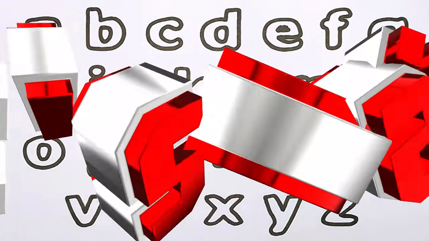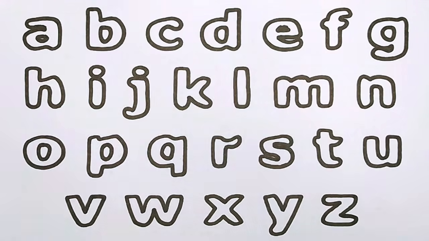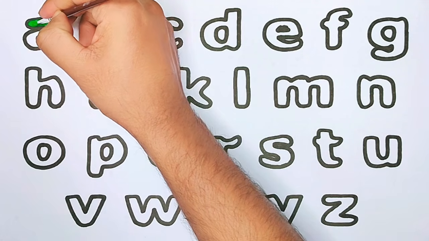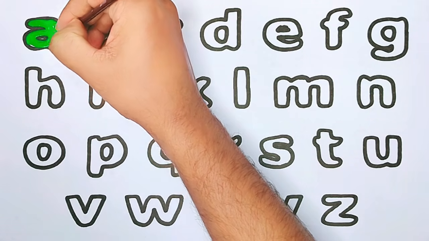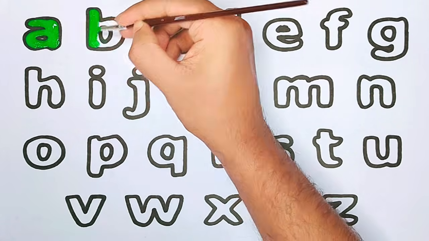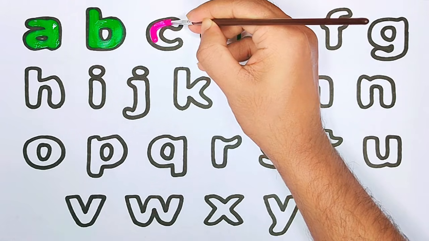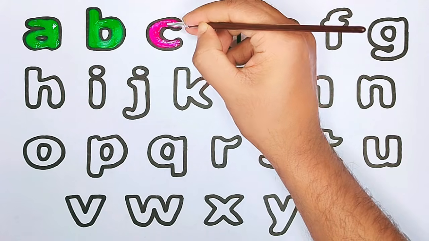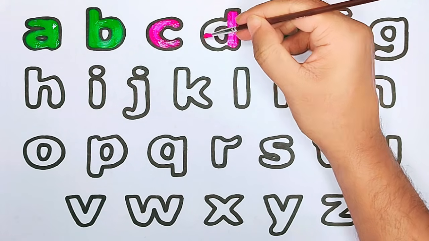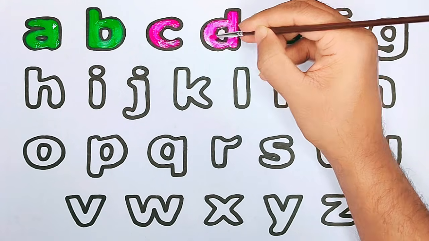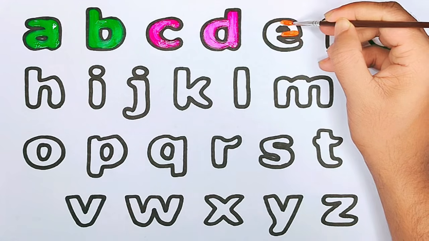Z. Let's paint. Green color. A for alligator. B for ball. Pink color. C for car. D for dog. Orange color.